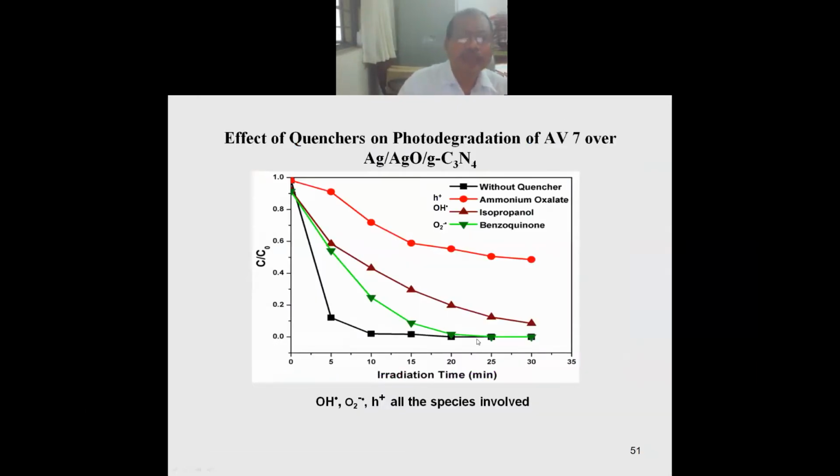Again, in order to study the quenchers, what are the different species involved in the degradation? Different quenchers are used: ammonium oxalate, isopropanol, and benzoquinone, which suppress the hole, the superoxide ion, or the hydroxyl radical. This is without quenchers, and these are all with the quenchers, and the efficiency is reduced with the quenchers. So it indicates that hydroxyl radical, oxygen, and superoxide ion are the species involved in the degradation.